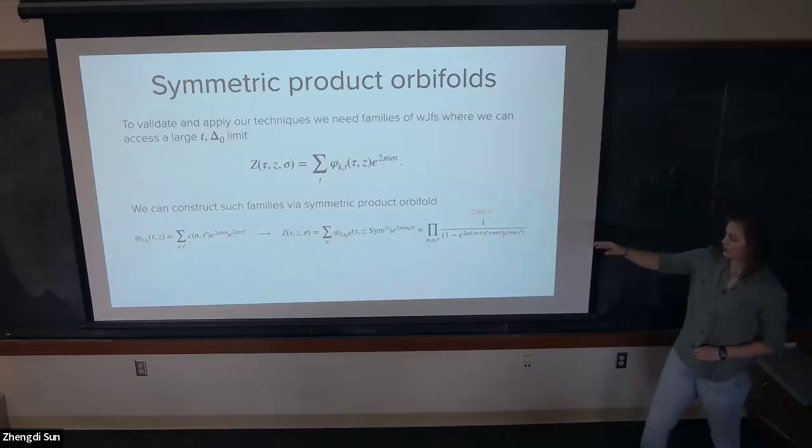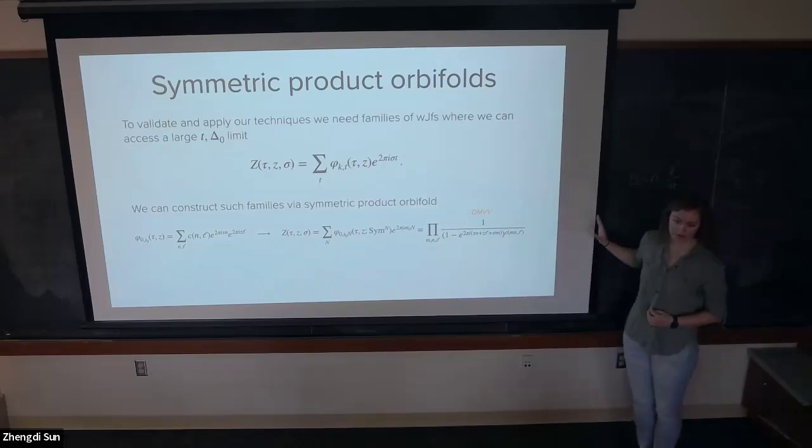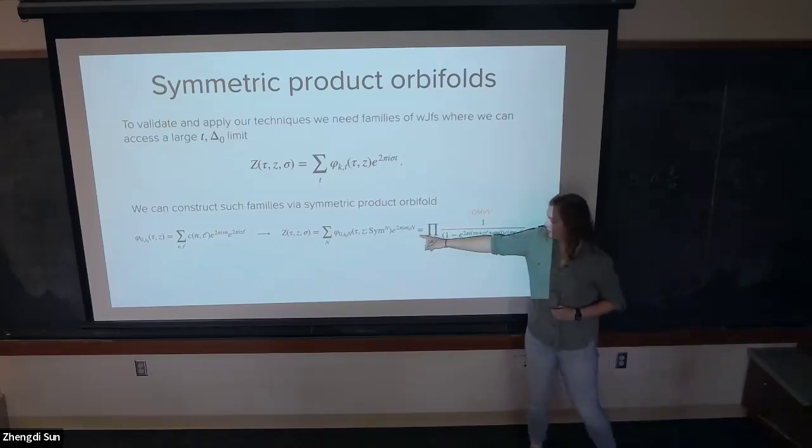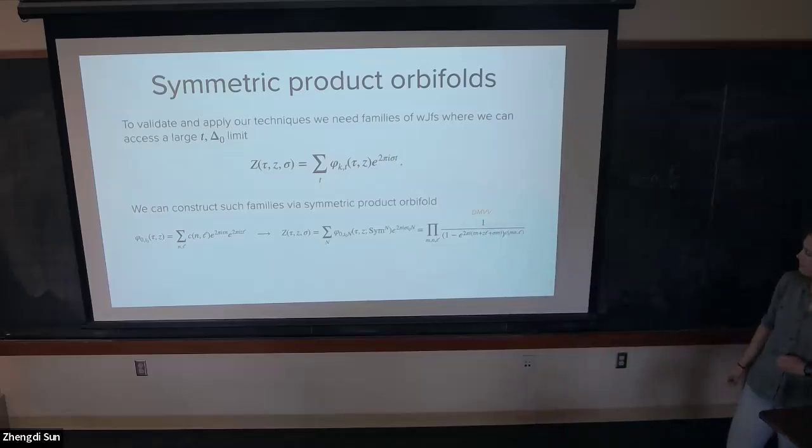And so the idea is that you can access the data of any weak Jacobi form that shows up in this sum by working out this product and extracting out the particular power of n that you're interested in. So this gives us an accessible way to find weak Jacobi forms that have such a large t or delta zero limit. And this product formula will turn out to be very useful, I think, on the next slide already.